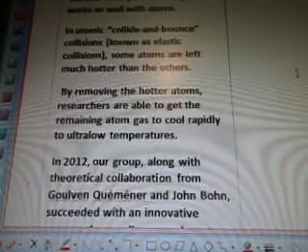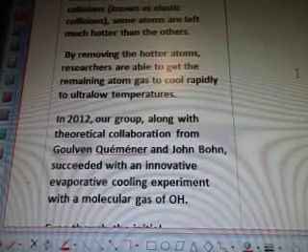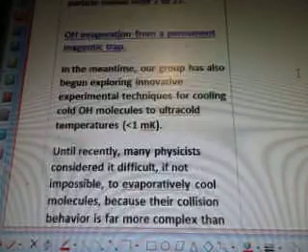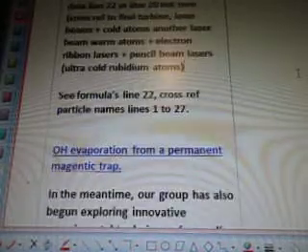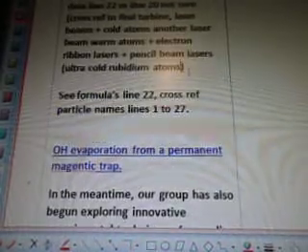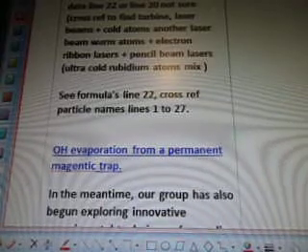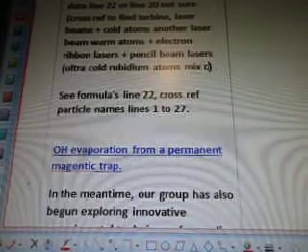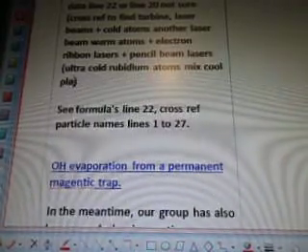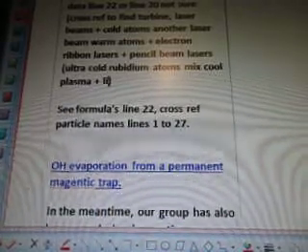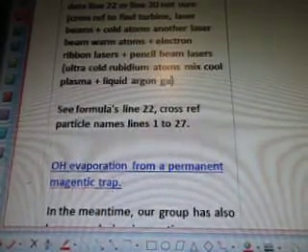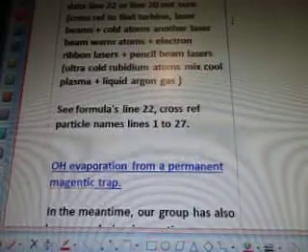Yeah. So we're going to remove the hotter atoms. Researchers are able to get the remaining atom gas to cool rapidly to ultra low temperatures. So our cooled, ultra cold rubidium atoms, and we're going to mix those with the liquid cool plasma and liquid argon gas, okay? And that'll give us a nice cold temperature to work with.